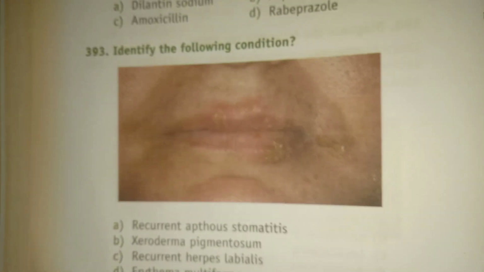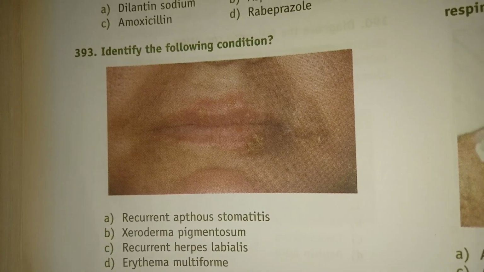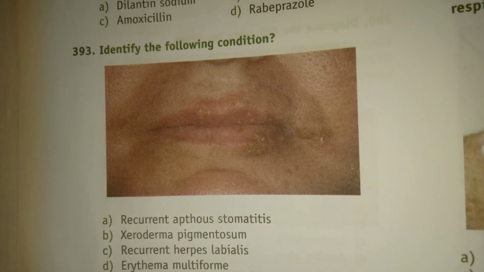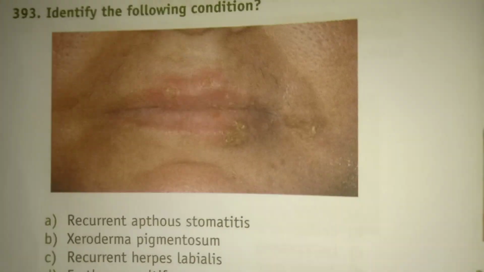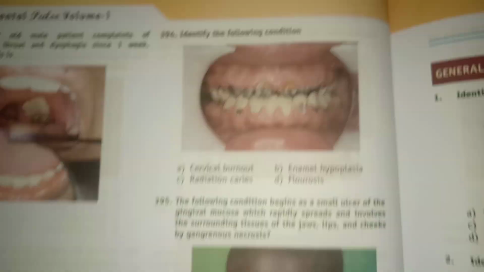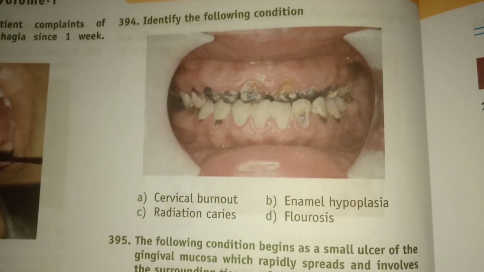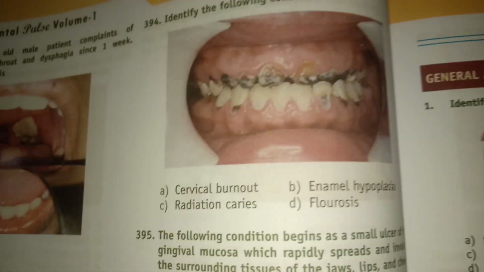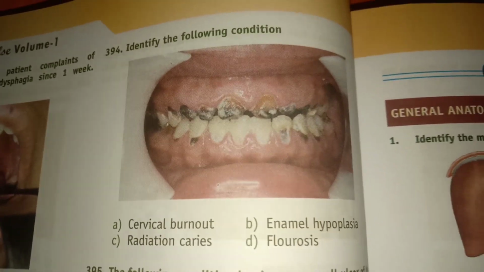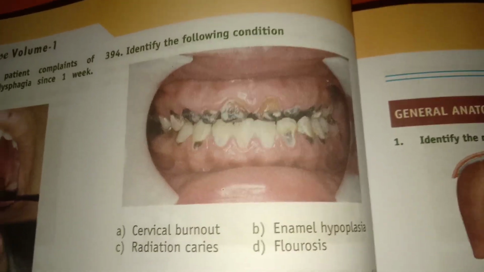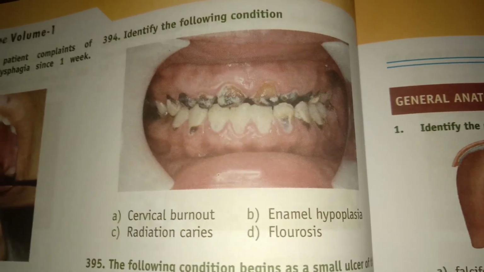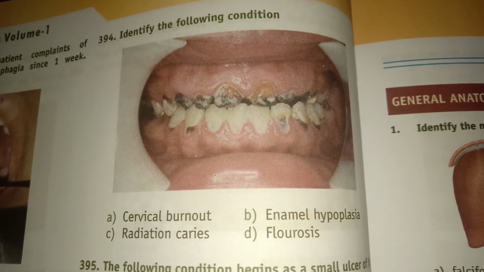So we'll move to the next question. Question 394. It's a clear-cut case of what? Radiation caries. I don't have to explain. I know that it's radiation caries.